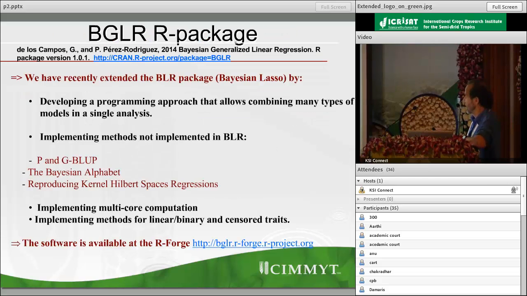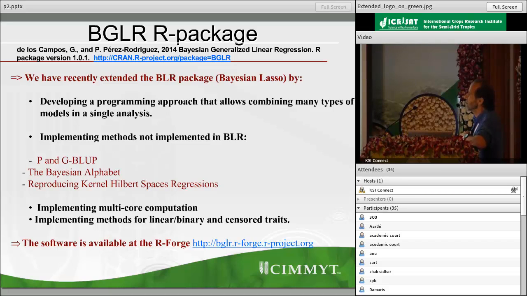I'd like to say that we do all this using the BGLR package. The BGLR package has been written by Gustavo de los Campos and Paulino since 5-6 years ago. This is a very efficient set of R codes that can do GBLUPs or pedigree. They do the Bayesian alphabet. They do the non-parametric RKHS. They might be implemented in multi-core computations.